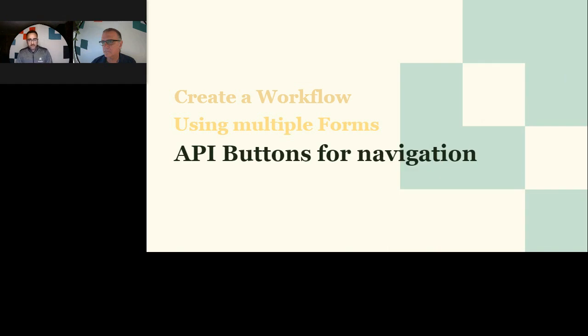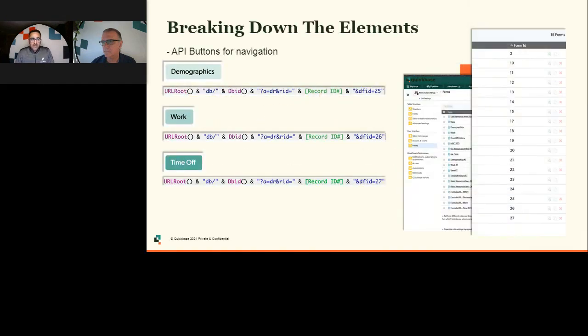API buttons for navigation. So let's break down the elements for our API buttons. Here we have three different examples, right? We have one for the demographics, we have one for work, and we have one for time off. And you see that there are many similarities in the formulas that we have, but if you graze over to the right with your eyes, you'll notice that we have very specific form IDs that are defined: 25 for demographics, 26 for work, 27 for time off, right? Again, based on those forms that we have available to us that we've demonstrated before.